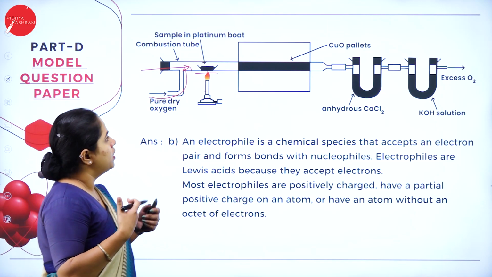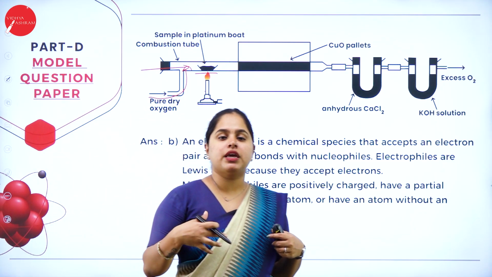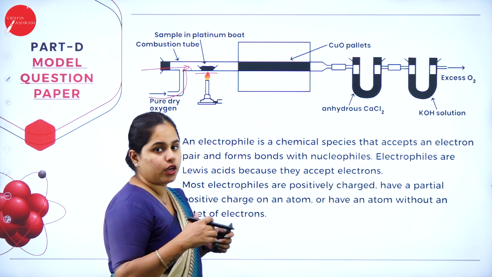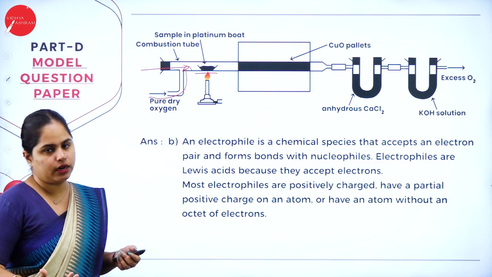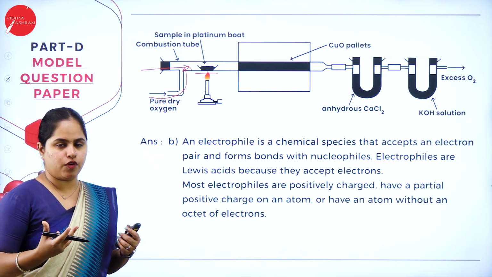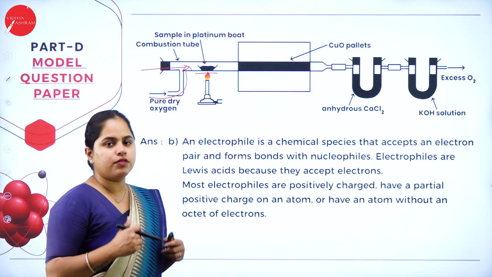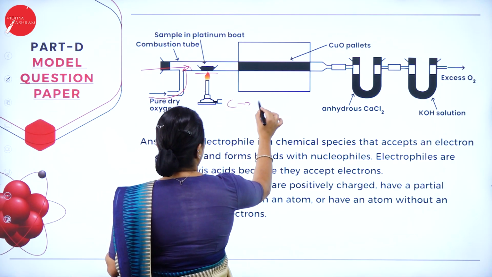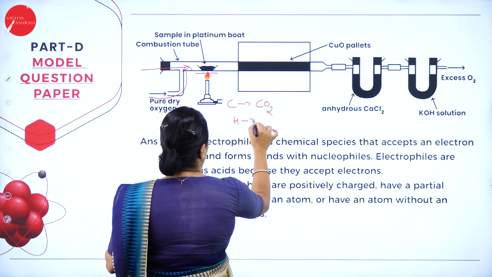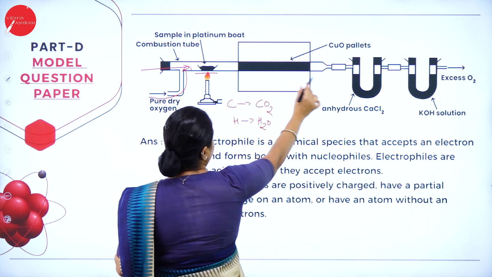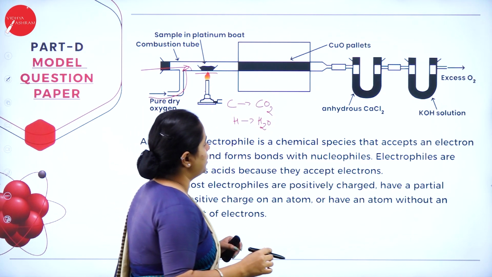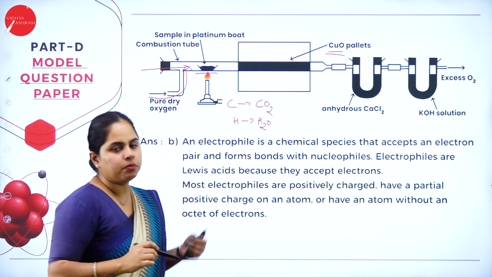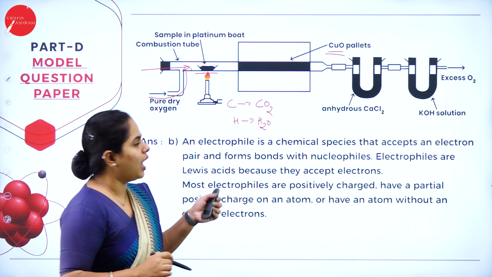Now what happens? The carbon present in it will be getting converted into carbon dioxide and hydrogen what is present in the organic compound will be converted into water, right? Once it is burnt in excess of oxygen, carbon forms carbon dioxide and hydrogen forms water. Now what happens? It will pass through this tunnel. In this tunnel you will have cupric oxide, CuO. So it will pass through the cupric oxide and what will happen?